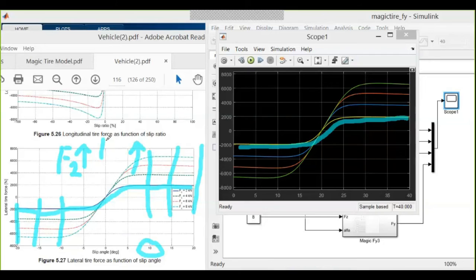Fy. Very easy to discuss, as long as you get the right graph. Maybe when you do simulation, you don't know which line is which, so you have to label.